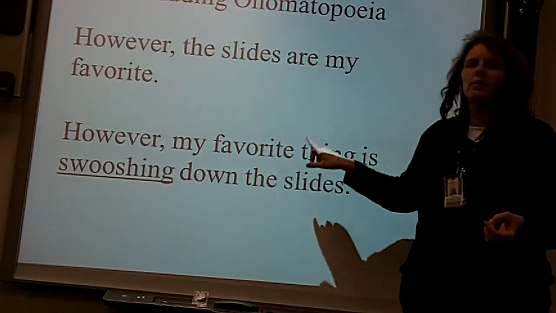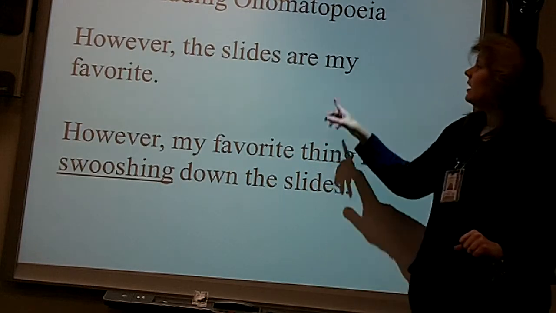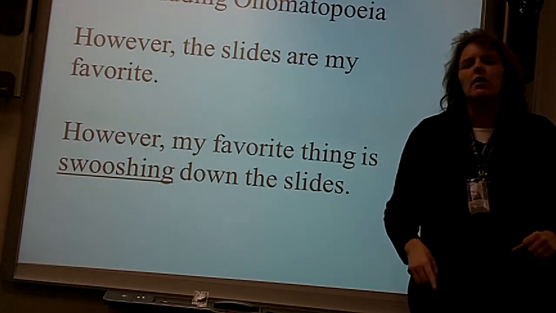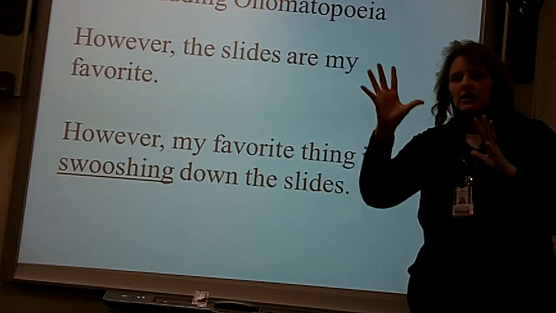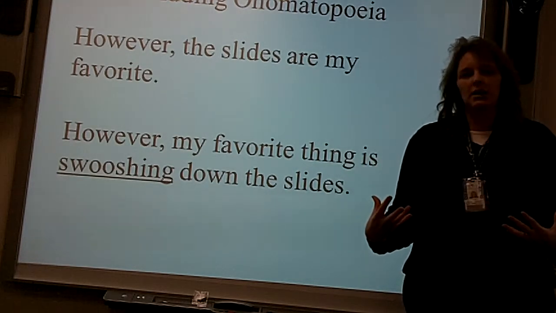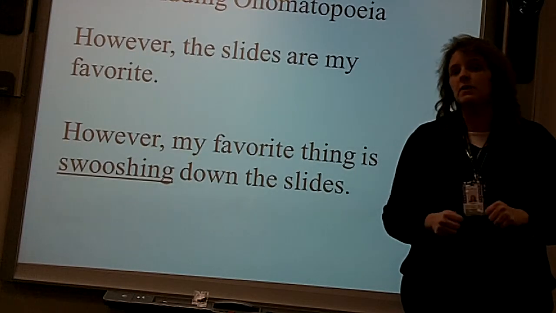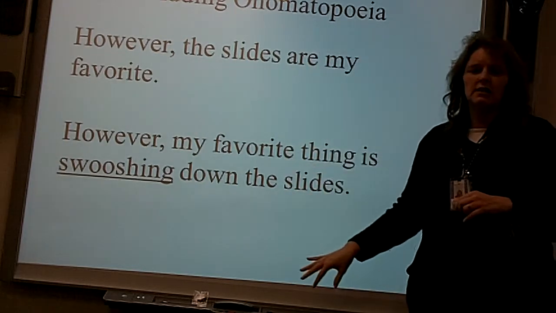I said, however, my favorite thing is swooshing down the slides. I changed it up a little. You see, I didn't change that one a whole lot, but I wanted that sound word because people can picture swooshing. They can hear it. They can see it. It gives them an image. All right, so I've used my 4 types of figurative language that we talked about. I've added them into my sentences.